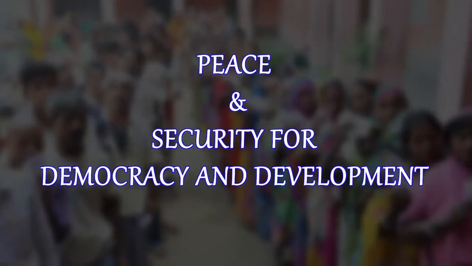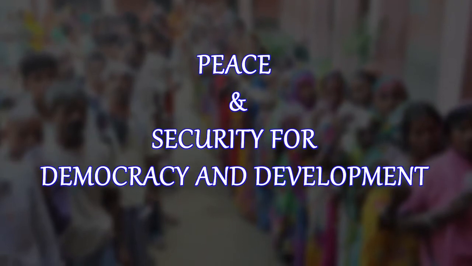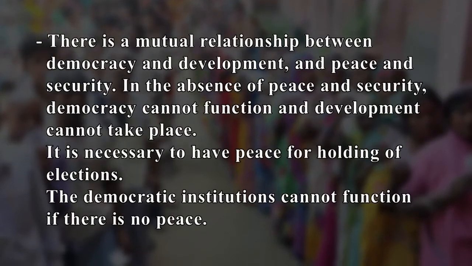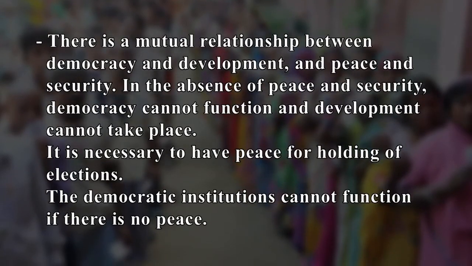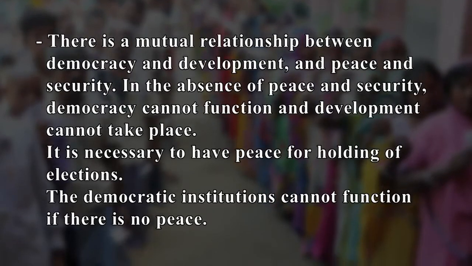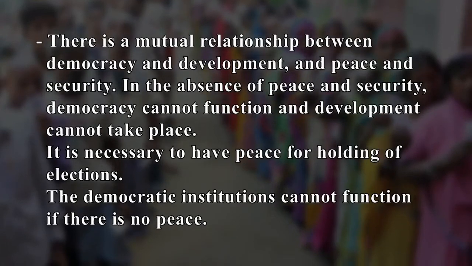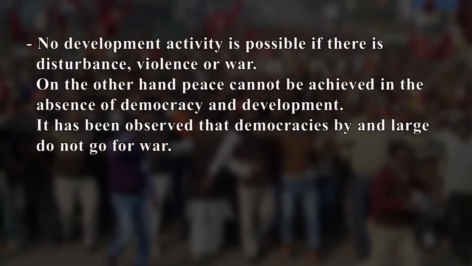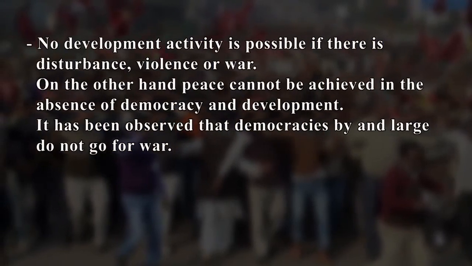Now, learners, we will discuss peace and security for democracy and development. There is a mutual relationship between democracy and development and peace and security. In the absence of peace and security, democracy cannot function and development cannot take place. It is necessary to have peace for holding of elections. The democratic institutions cannot function if there is no peace, and citizens can participate in the process of decision making at different levels when peace prevails. Peace is still more essential for development in various areas. No development activity is possible if there are disturbances, violence or war.